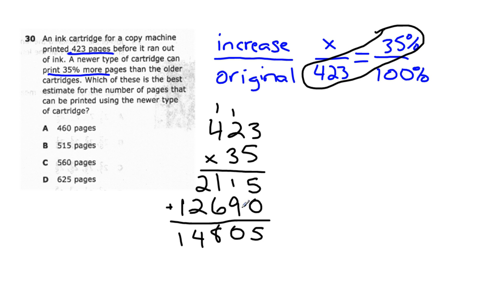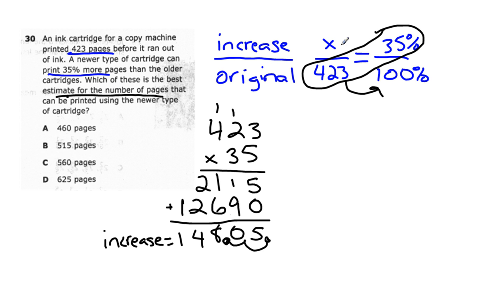Alright. Then we need to divide that number by 100, which really just means we need to take our decimal point and move it 2 places to the left, which means our increase is equal to 148 pages, which means this new ink cartridge is going to print 148 pages more than the old one. So I want to know, what is the total number of pages that we can print.